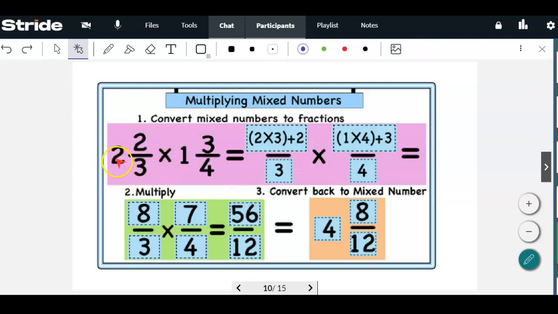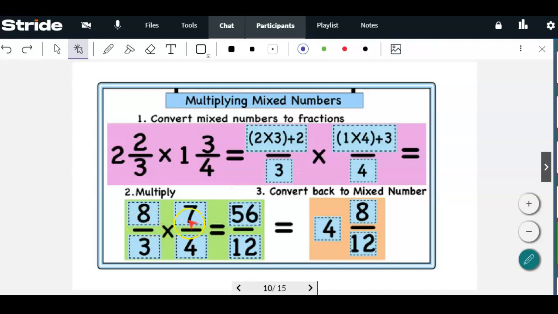Remember, that's the 3 times the 2 plus the 2. And that's the same thing as this. So 2 times 3 is 6 plus 2 is 8. And then convert this one. You multiply these two, add the 3. You get 1 times 4 is 4 plus the 3 is 7.